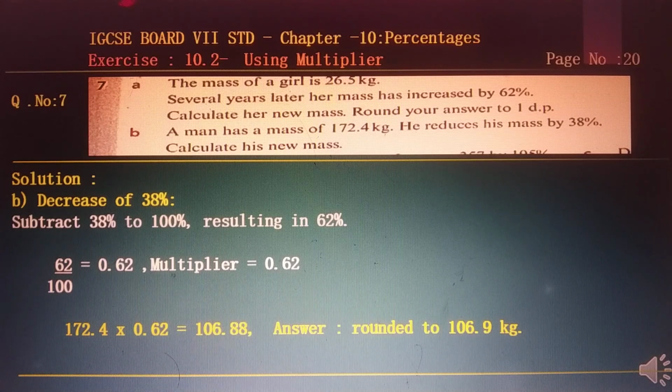Question number 7. The mass of a girl is 26.5 kg. Several years later, her mass has increased by 62%. Calculate her new mass. Round your answers to 1 decimal place. A man has the mass of 172.4 kg. He reduced his mass by 38%. Calculate his new mass.